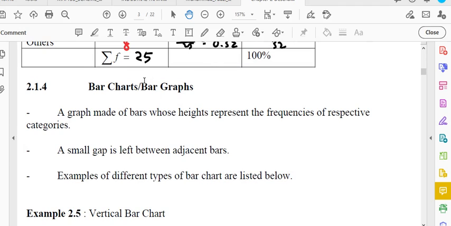A small gap will be there between the adjacent bars, for example the different types of bars and so on. I will share the examples with you later. But you must remember, for bars you will have a gap in between. So let's start.